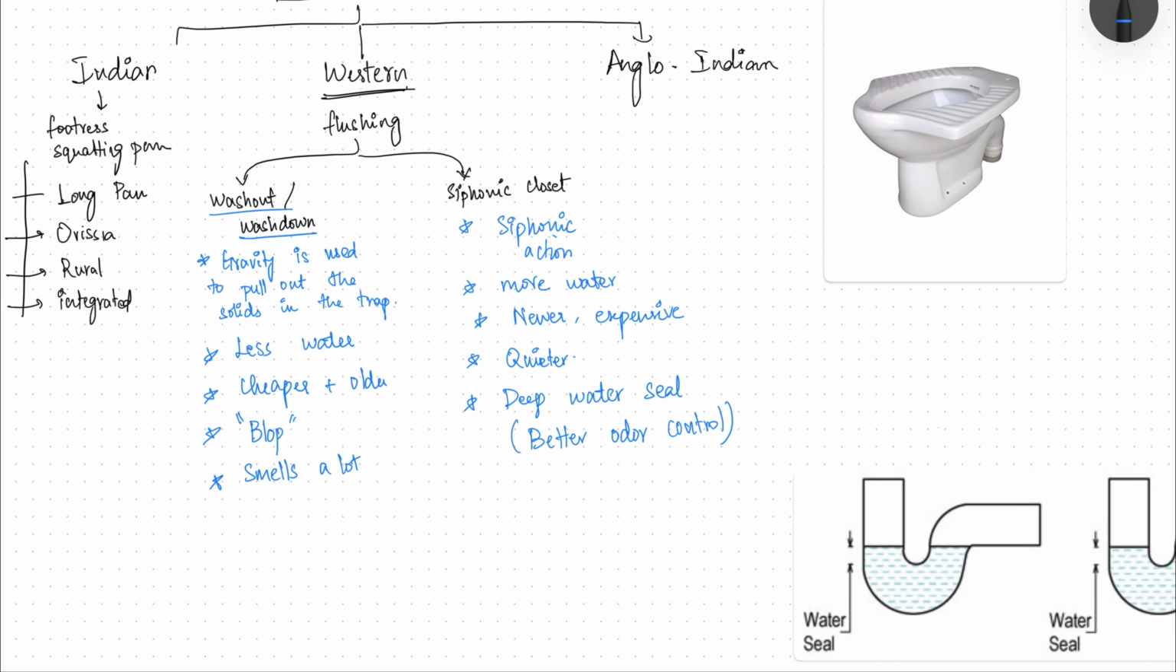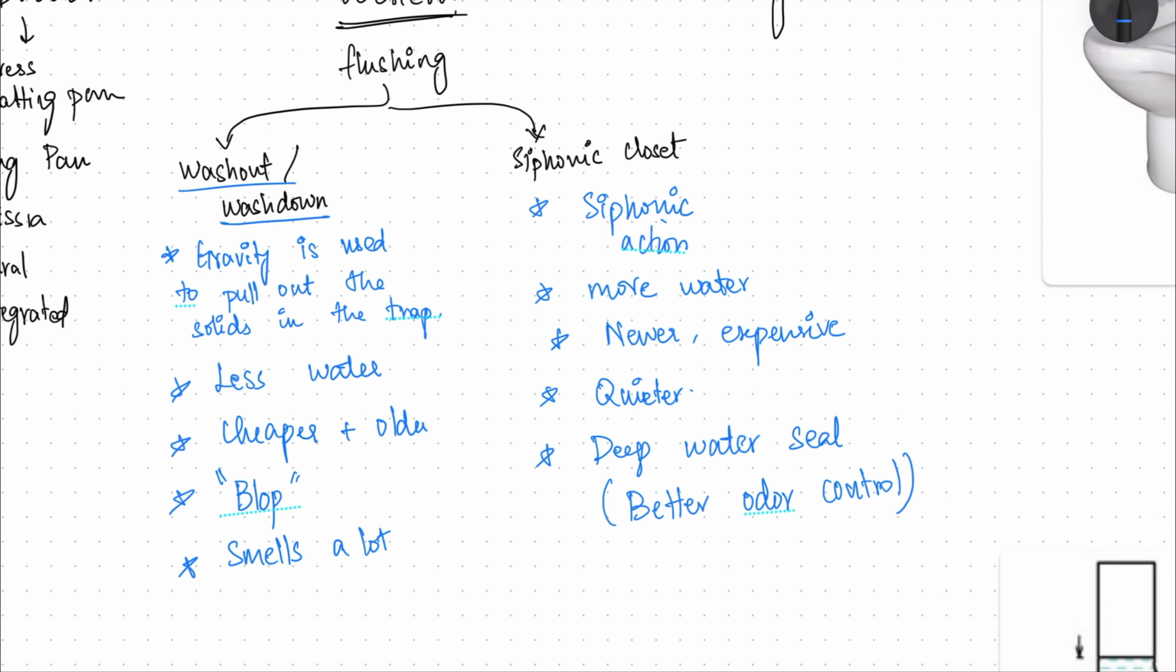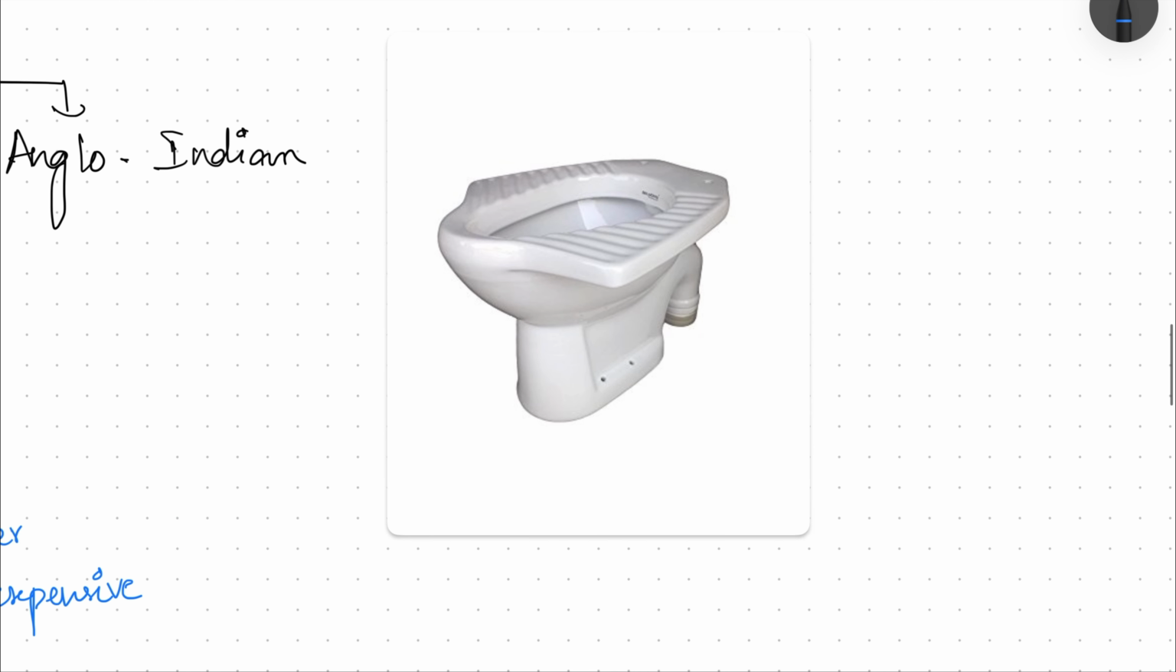So these are the two types. In washout, gravity is used to pull out the solid in the trap. In siphonic closet, a large amount of water enters the trap when you are flushing the toilet, and it creates the siphonic action and pulls out the solid in the trap. And Anglo-Indian is a mixture of both the Indian and Western, where you can sit on it and also squat on it. And this is an Anglo-Indian toilet.